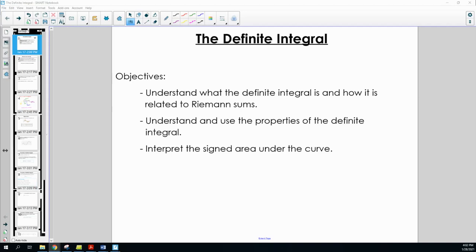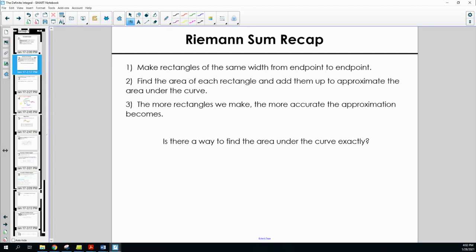In this lesson, we're going to talk about the definite integral and understand how that's related to Riemann sums, and then we're going to talk about the different properties of definite integrals. So the first thing is just a Riemann sum recap.